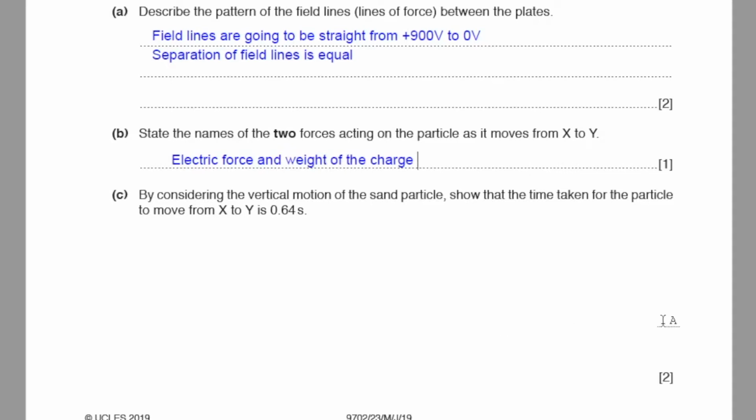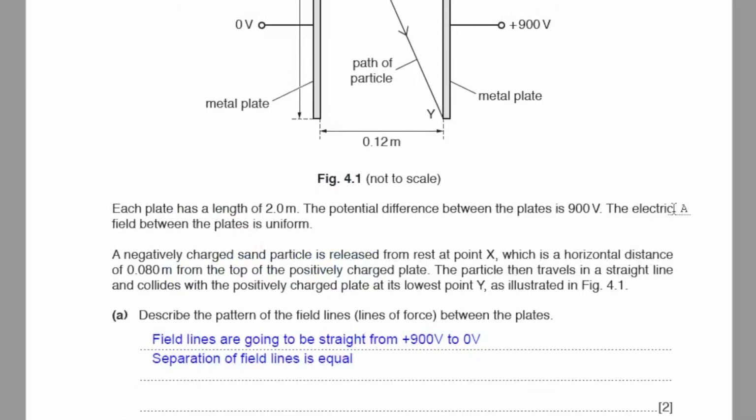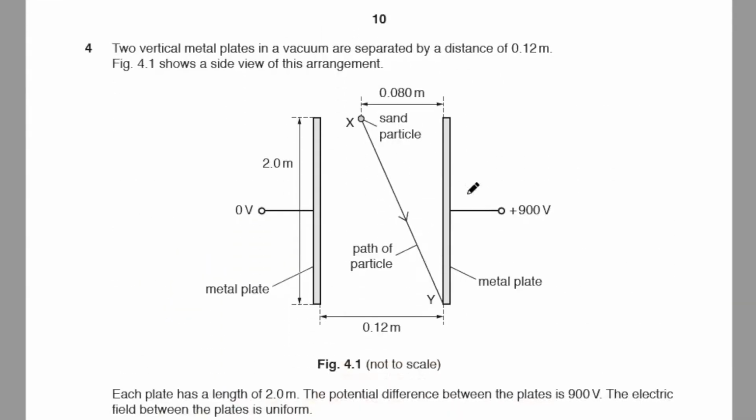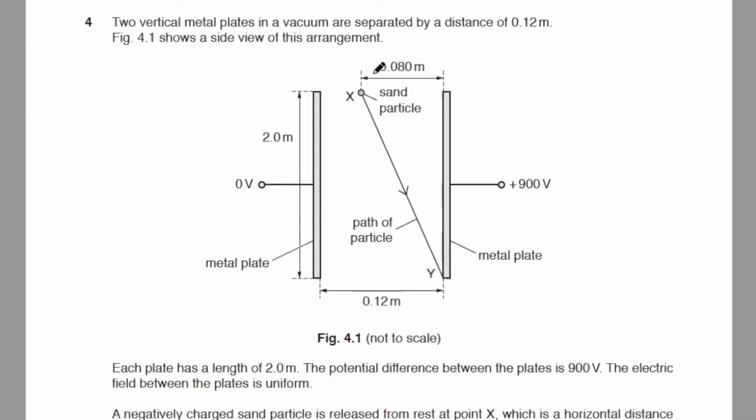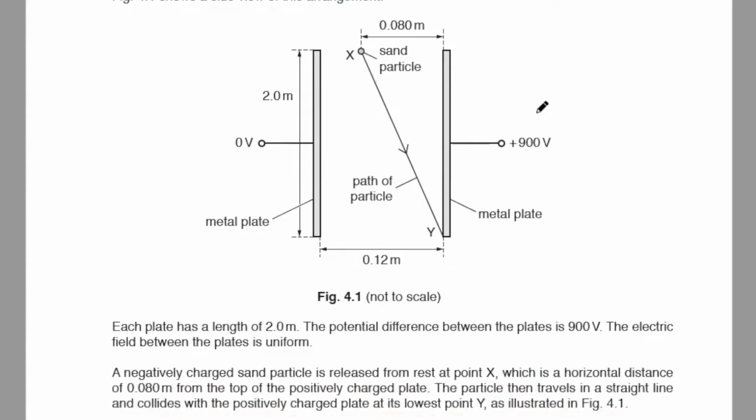Part C, by considering the vertical motion of the sand particle, show that the time taken for the particle to move from X to Y is 0.64 seconds. So they are talking about the time taken for the vertical distance being covered. We have the initial speed of the particle at X, which is 0 meters per second, since it is released from rest at point X. The vertical distance from X to Y is 2 meters, and g is 9.81 meters per second squared, which is the acceleration of free fall.